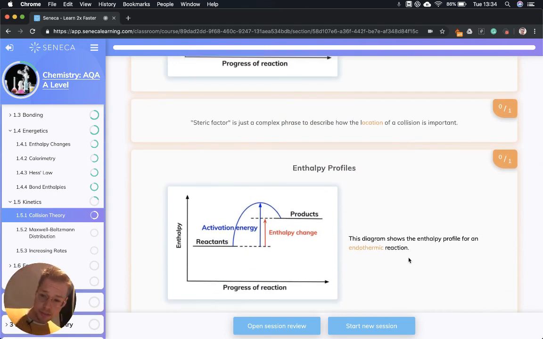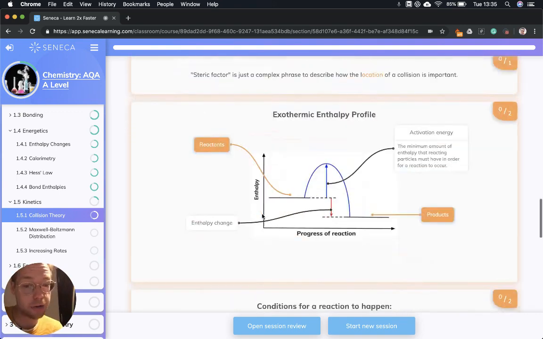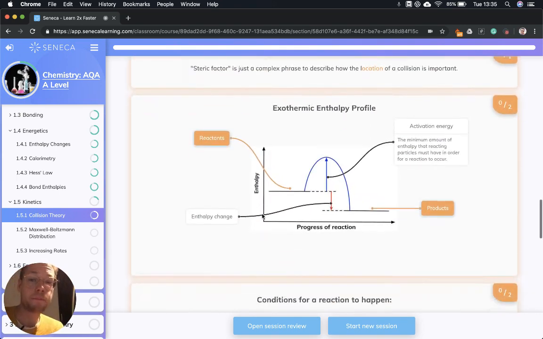So a little quiz, see if you were paying attention. I'm sure you were. If we have an enthalpy profile where the products are above the reactants, what kind of reaction do we have? So the products are above the reactants, so we have endothermic. Because remember, endothermic, we take energy in from the surroundings, which is why they get colder. So our products are going to have more enthalpy than our reactants. Really important.